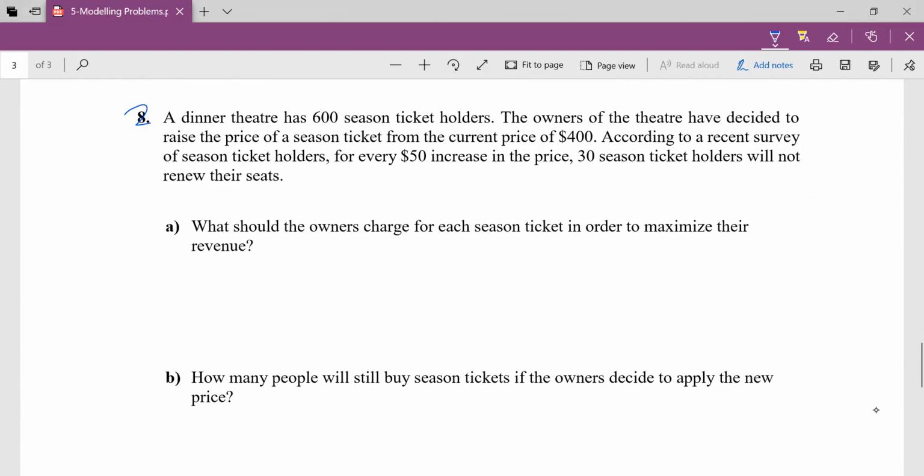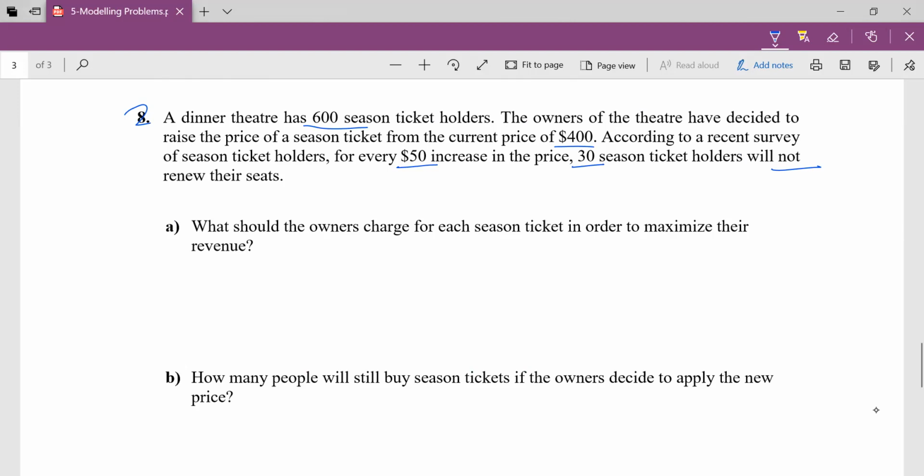So quadratic functions can model revenue, and that's what this one is here. So it says a dinner theater has 600 season ticket holders. The owners of the theater have decided to raise the price of the season ticket from the current price of $400. According to a recent survey of season ticket holders, for every $50 increase, 30 season ticket holders will not renew their seats. What should the owners charge for each season ticket in order to maximize their revenue?